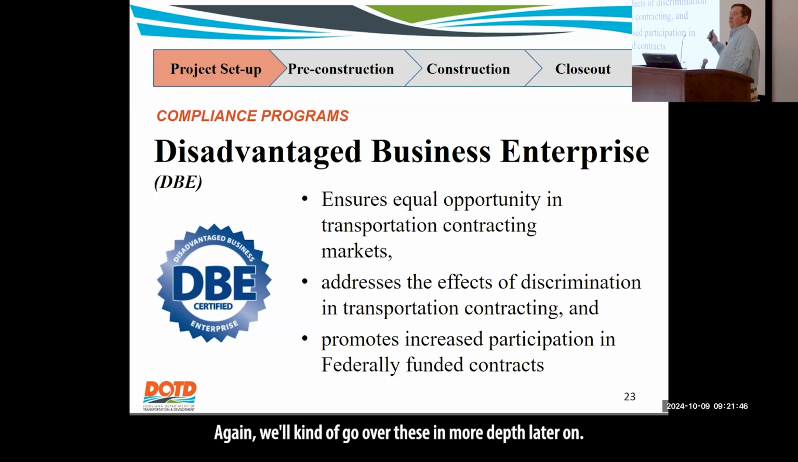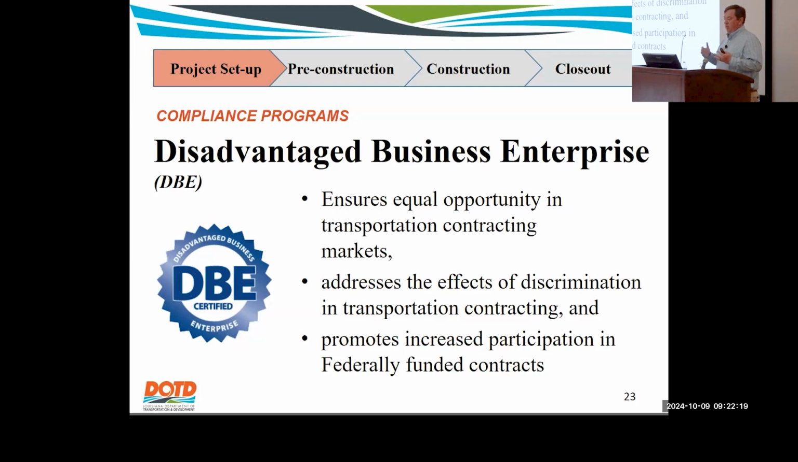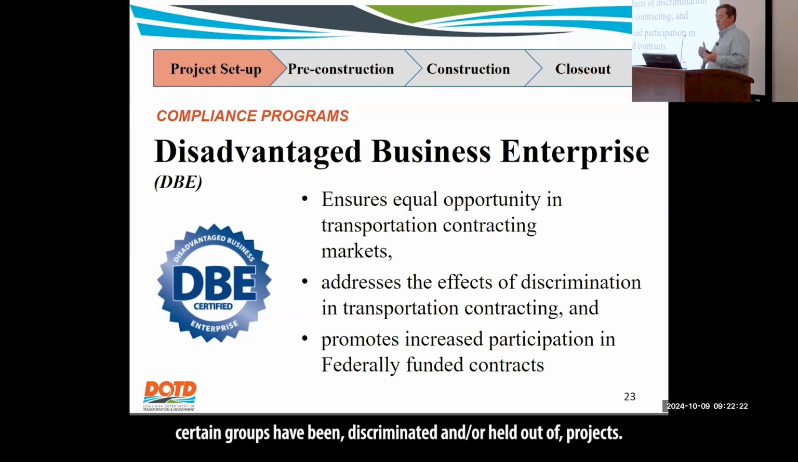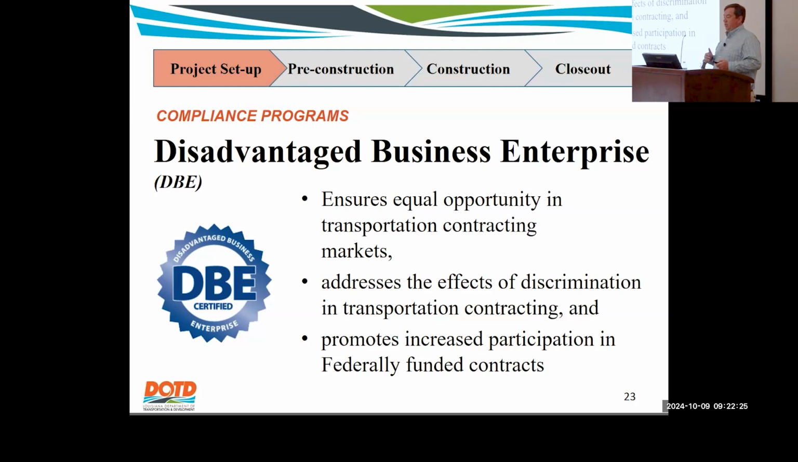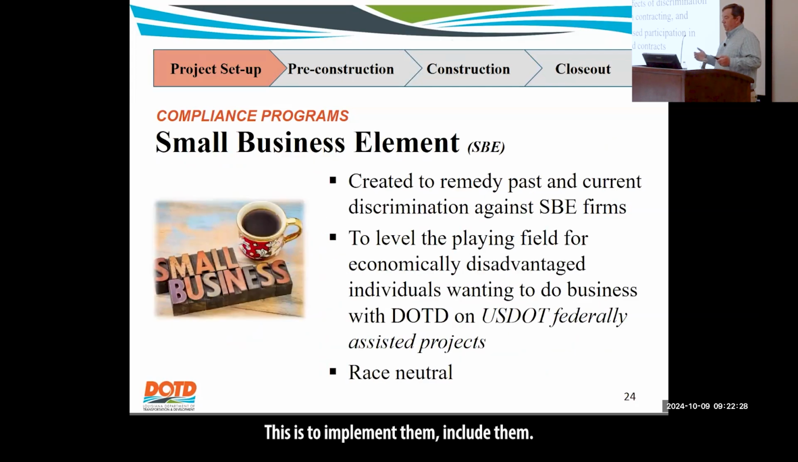All right, again, we'll go over these in more depth later on, but understand what DBE is. That's Disadvantaged Business Enterprise. This is part of the compliance program. With any federal dollars, we are required to utilize the DBE process and make sure we are including some percentage of disadvantaged business as well as small business. That's the next slide. But for historic purposes, where certain groups have been discriminated against and held out of projects, this is to include them.